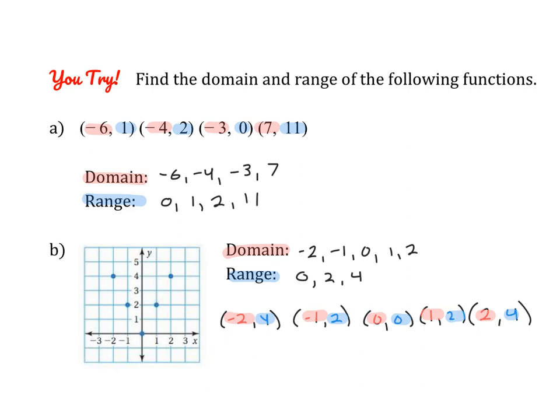Okay, go ahead and check your answers. For the first one, your domain should be -6, -4, -3, and 7, all of the x values, and your range should be 0, 1, 2, and 11, all of your y values from lowest to highest.